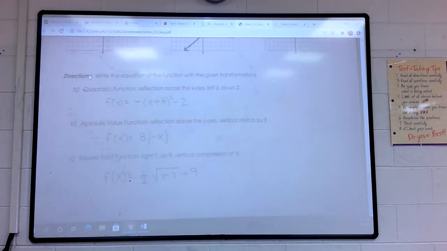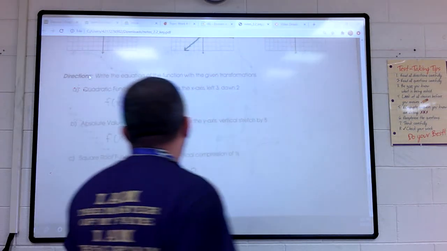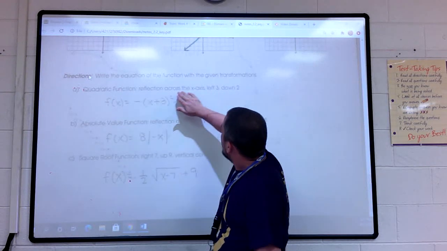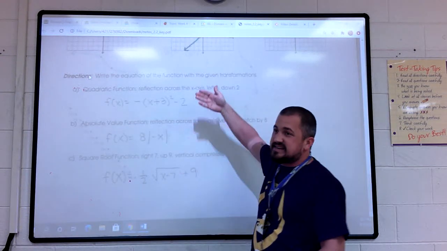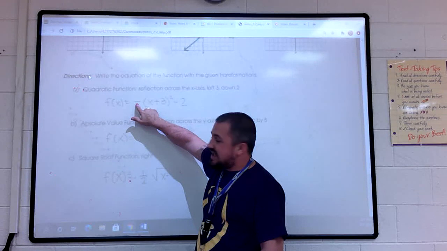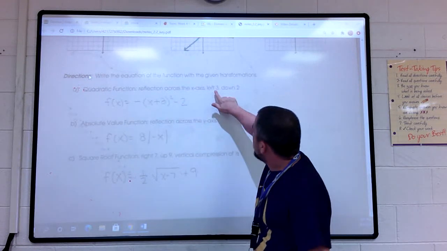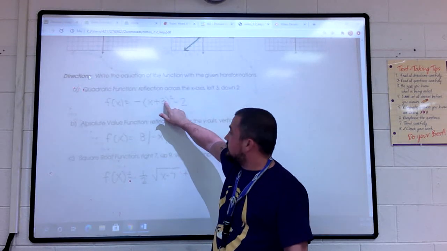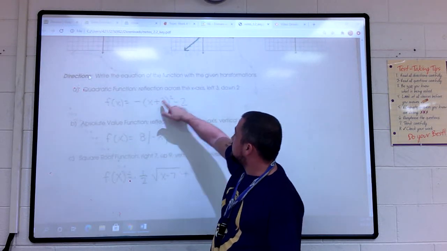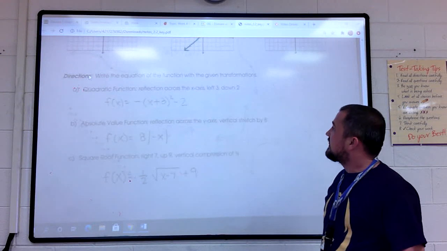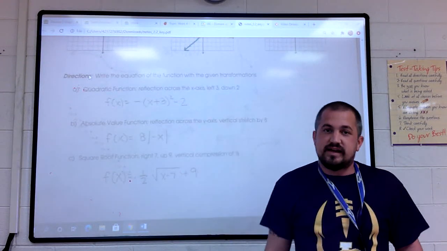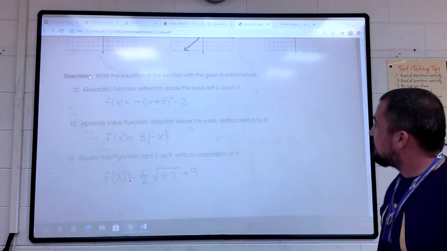It says write the equation of the function with the given transformations. So we want this to be a quadratic, so we know it's got to be x squared. We want it to reflect across the x-axis, so we put a negative out in front of it. We want it to move left 3, so we put x plus 3 squared instead of just x squared. We're going to do x plus 3 squared because we moved it left 3. And then down 2, we're going to put a minus 2 on the outside. And so that's how we have our new equation.